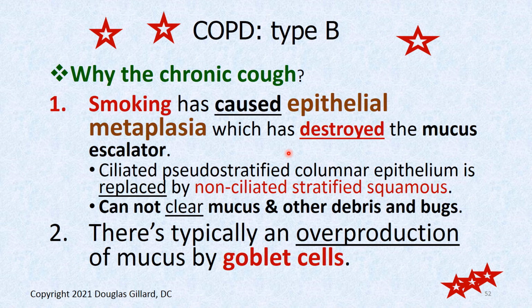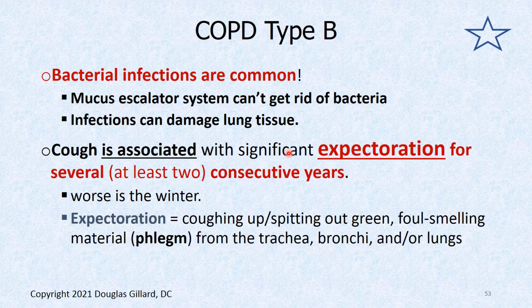And we said the goblet cells don't contribute. Some research shows that the goblet cells might even be the start of this whole thing from overproduction. All right, so bacterial infections and pneumonias are really common because if your mucus escalator system is broken, you can't clear out the bugs, and they can burrow into the walls and get into the parenchyma of the lungs and start an infection. The cough is associated with expectoration. That's just coughing up of nasty stuff, green, foul-smelling phlegm, which comes out of the tracheobronchial tree.